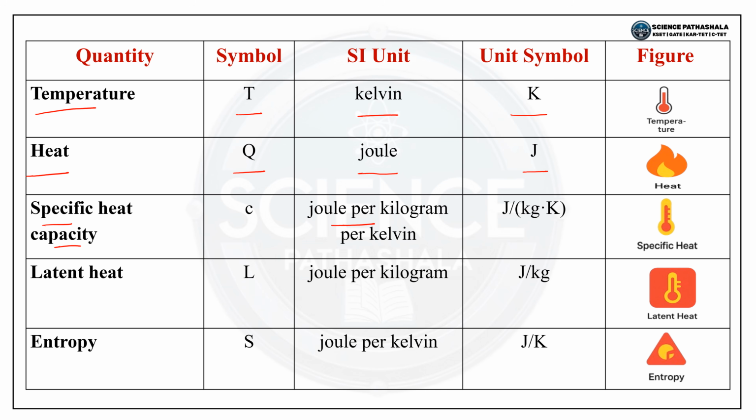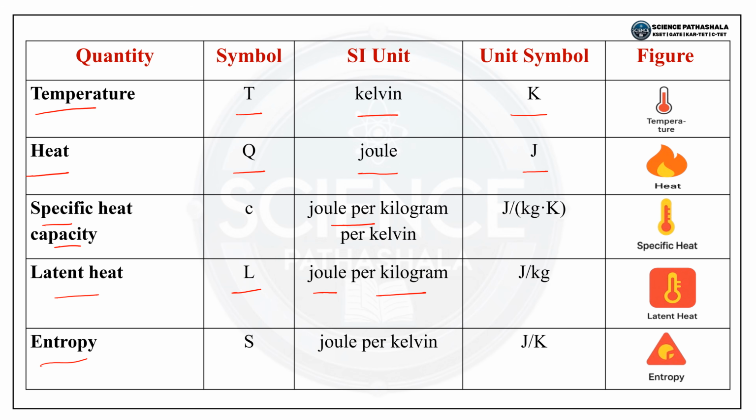The next is latent heat. Latent heat is the amount of heat required to change the state of a unit mass of a substance without any temperature change. It is represented by the symbol capital L. The SI unit of latent heat is joule per kilogram.